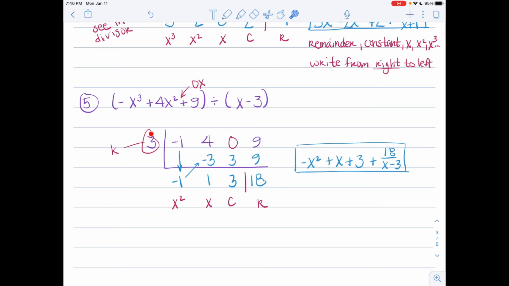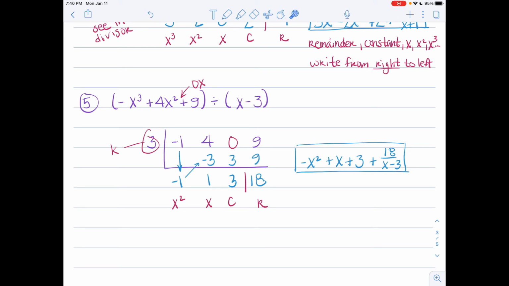1 times 3 will give me a positive 3. 0 plus 3 will give me a positive 3. And then 3 times 3 gives me the 9 that I'll write diagonal and up. Here, 9 plus 9 is 18.